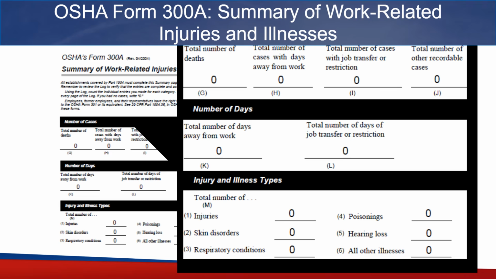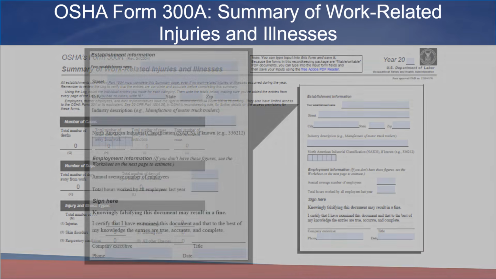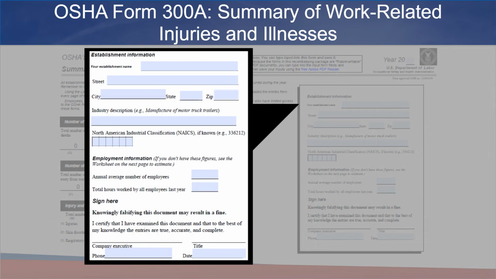Then write the totals on the left side of the Form 300A, making sure you've added the entries from every page of the log. If you had no cases, write in a 0. On the right side of the Form 300A, fill in the establishment information.